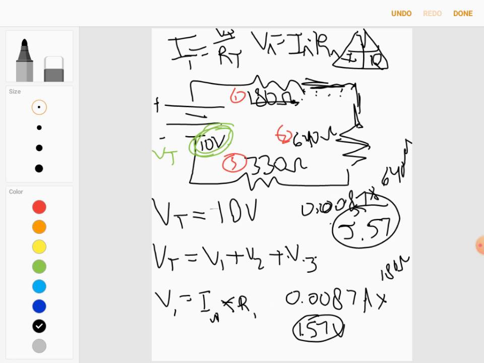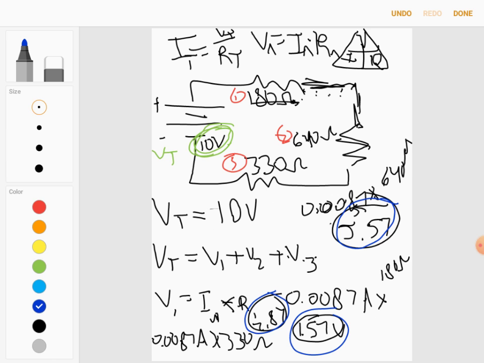So that's V2. Then V3 is going to be I3 times R3 using Ohm's law. So I3, once again, is going to be 0.0087 amps times the third resistor, which is 330 ohms. So that is approximately 2.87. I'm going to recircle things in blue so they stand out. That's my 3 answers.